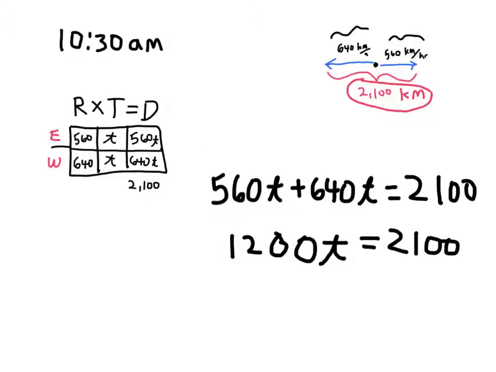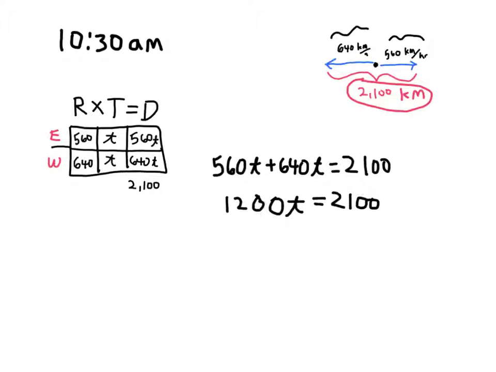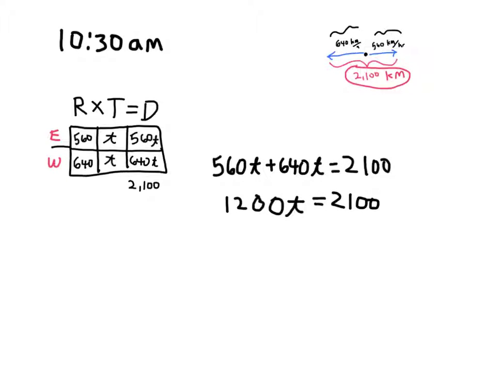Now, I can already see this problem is going to be a little bit complicated, but as long as you're with me so far, we're good. Okay, so we're perfectly poised to solve for that t, and I'm going to just use my calculator. 2100 divided by 1200 is 1.75. So in other words, the time elapsed is 1.75.